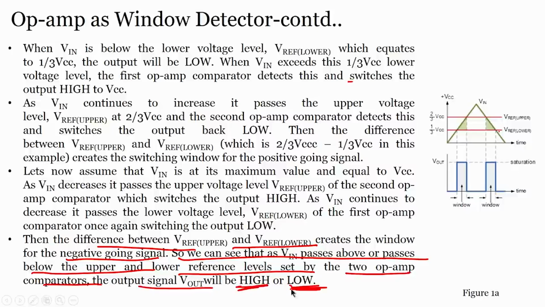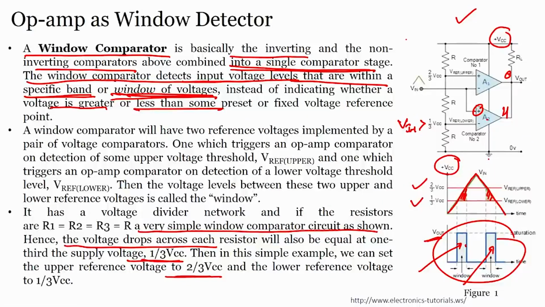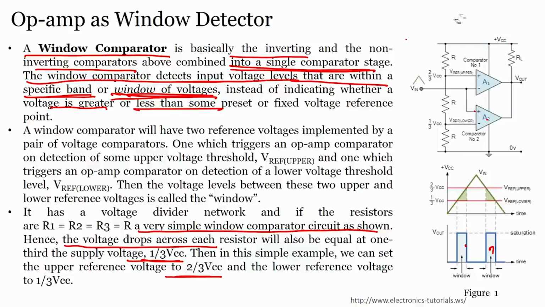You got it. Now in this particular circuit, initially when your input signal is here, my output is 0. When this input signal reaches this particular region, slightly greater than 1/3 VCC, then this op amp will turn the output to 1.